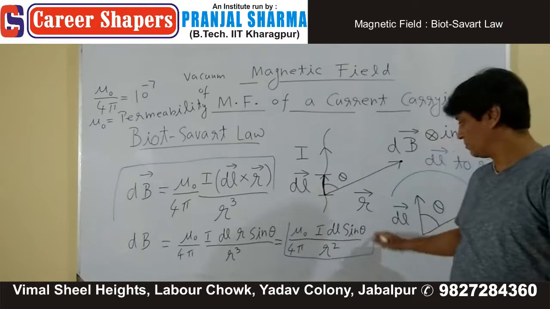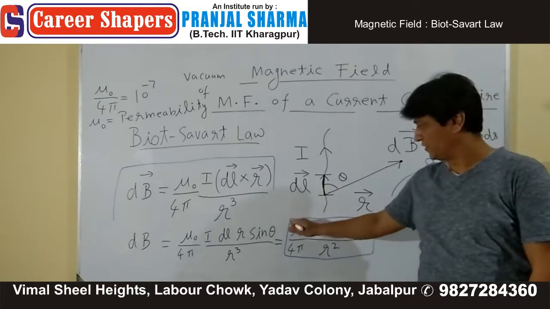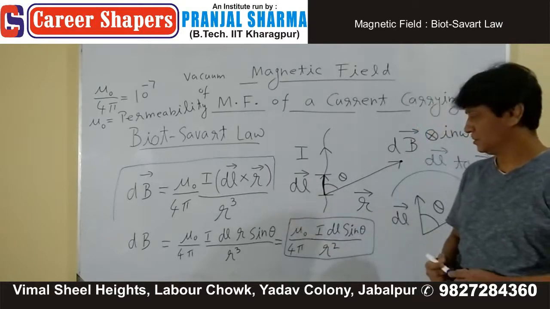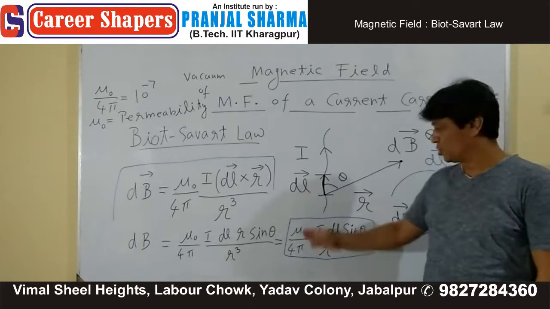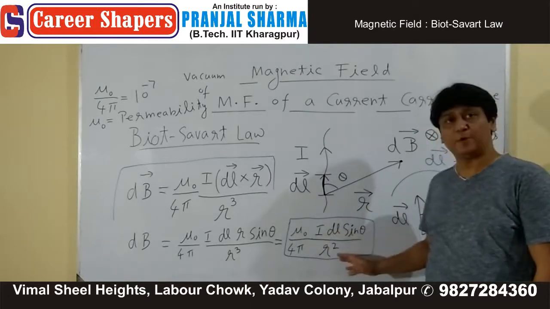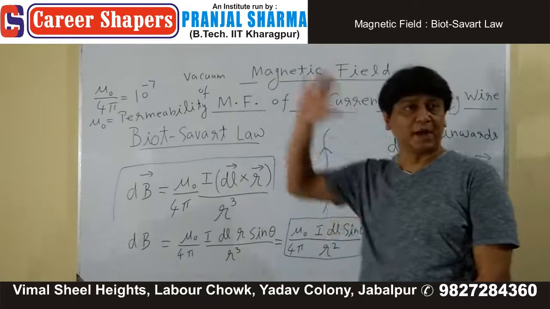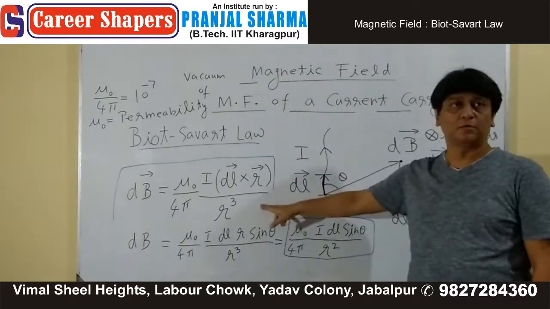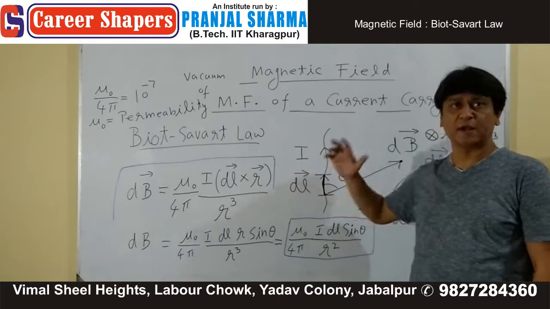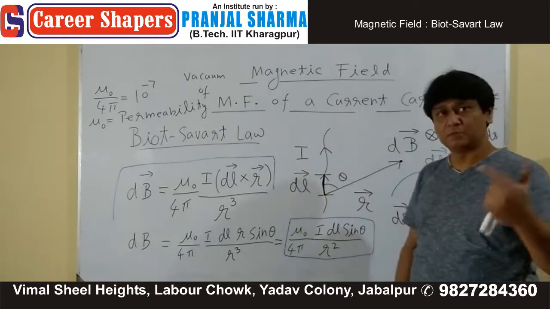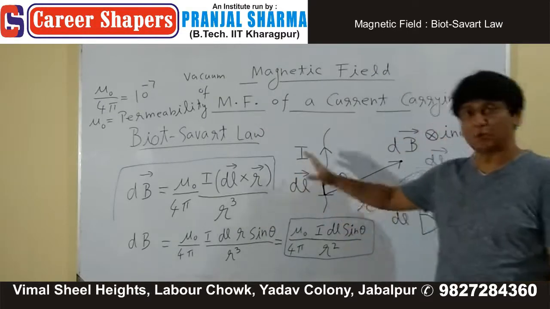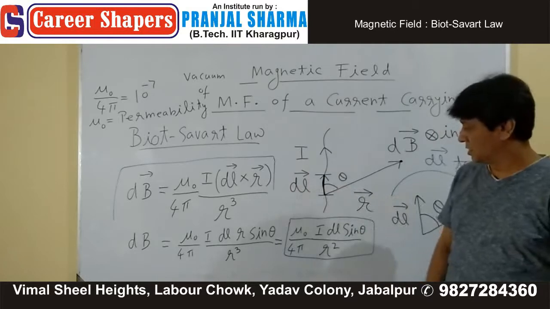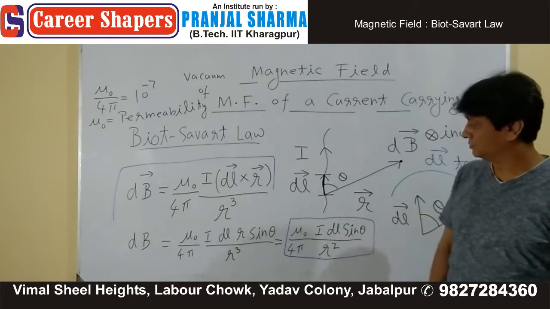Most of the time, this is sufficient for us. Mu naught upon 4 pi I dl sine theta upon r square. For direction, we'll take the help of right hand curl. This is good for understanding direction and as well as for some spatial questions. Note down this much.